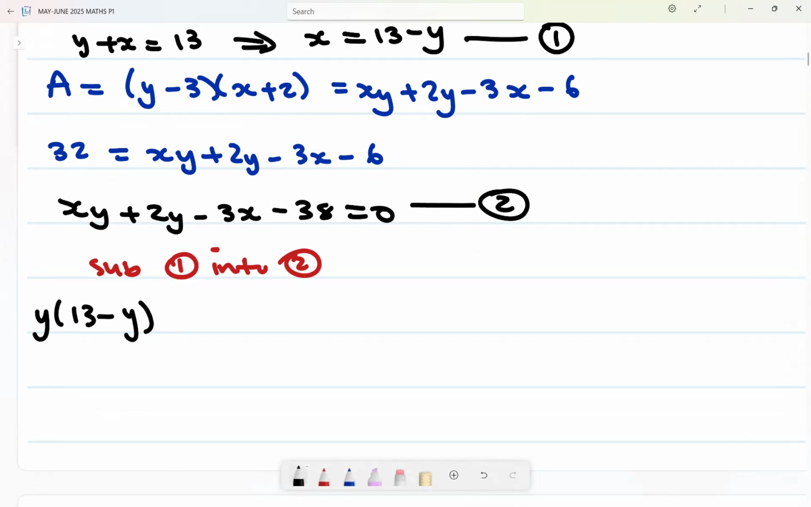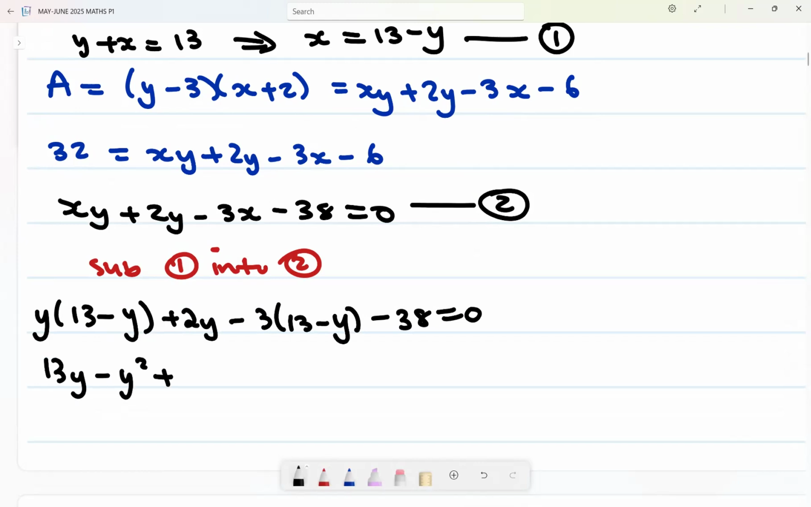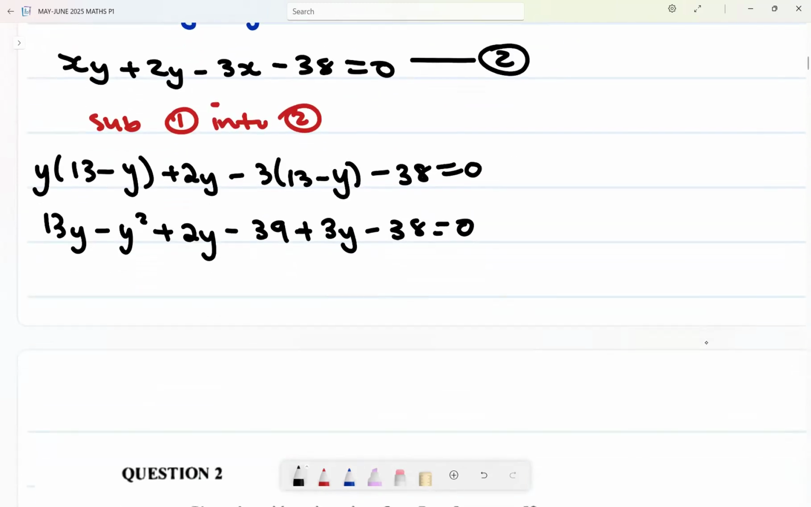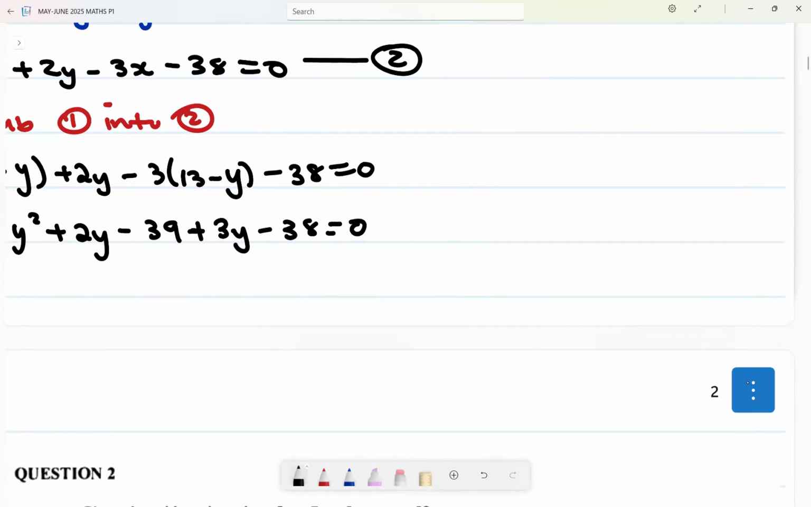You can multiply it by y here, it's still fine. Plus 2y minus 3 into 13 minus y minus 38, guys. It is equal to 0. Let me quickly simplify that. It's going to be 13y minus y squared plus 2y minus 39 plus negative by negative, guys. Very important, it is positive. Plus 3y minus 38. It is equal to 0. Can I simplify this? I think I'm going to need space here before moving on to question 2.